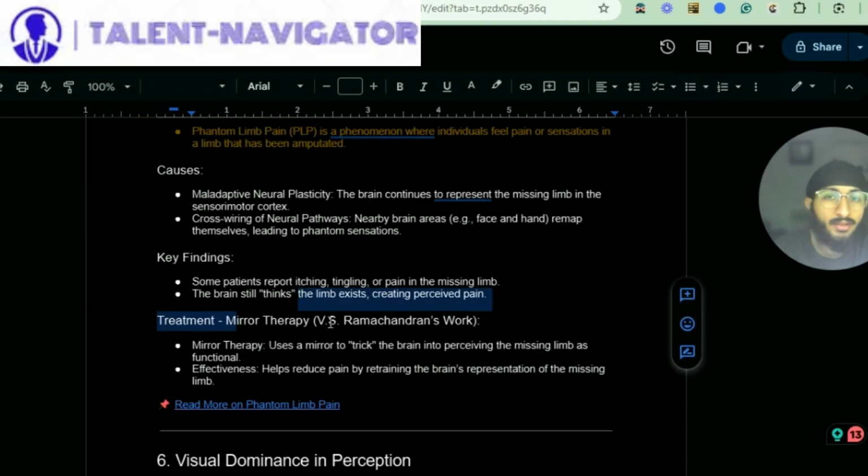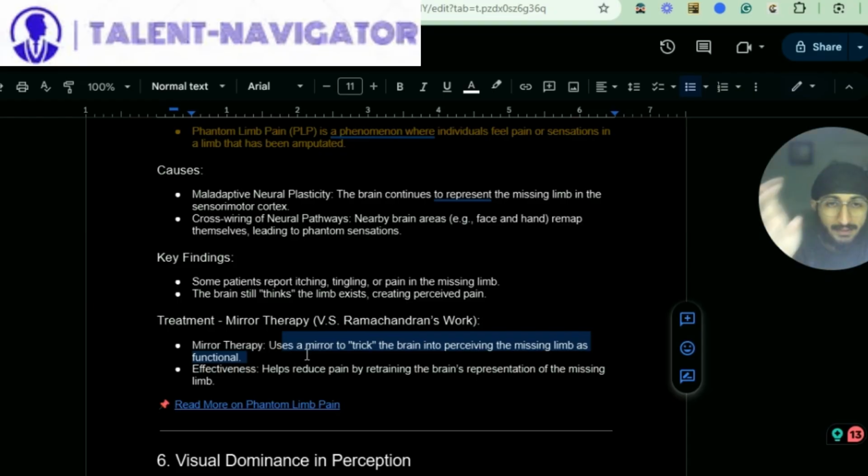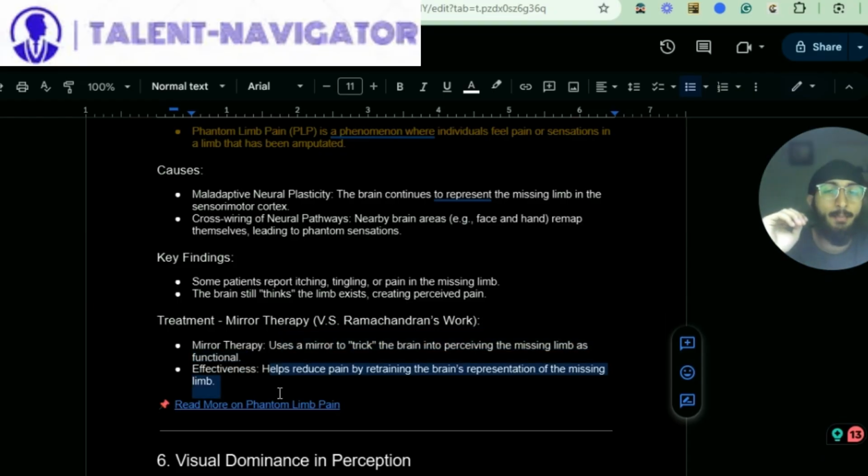Treatment: mirror therapy, V.S. Ramachandran's work. Mirror therapy uses a mirror to trick the brain into perceiving the missing limb as functional. Effectiveness: it helps reduce pain by retraining the brain's representation of the missing limb.